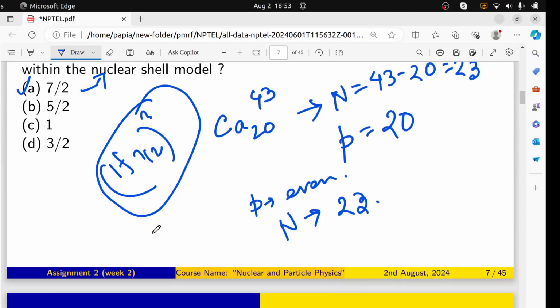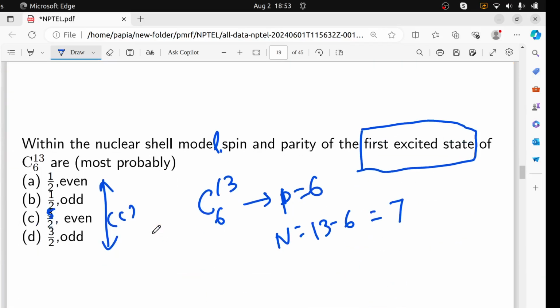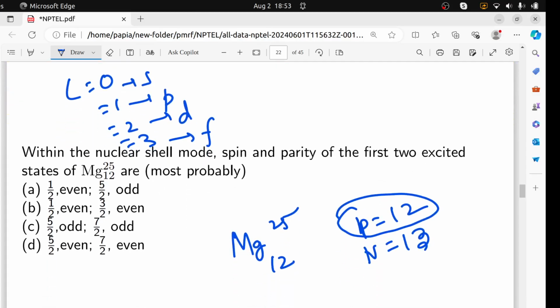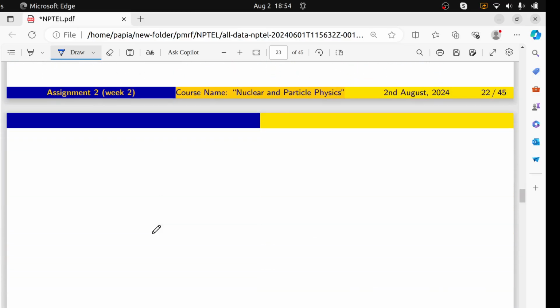So maybe we can quickly go to the question. What was question number 6? So for the first excited state, Mg 12, 25 will have 1/2 plus. So either A or B. Among these two, one can be correct, because C and D are giving the wrong value. 5/2 is given, so obviously 1/2 plus will be the correct one for the first excited state. Now coming to the second excited state.